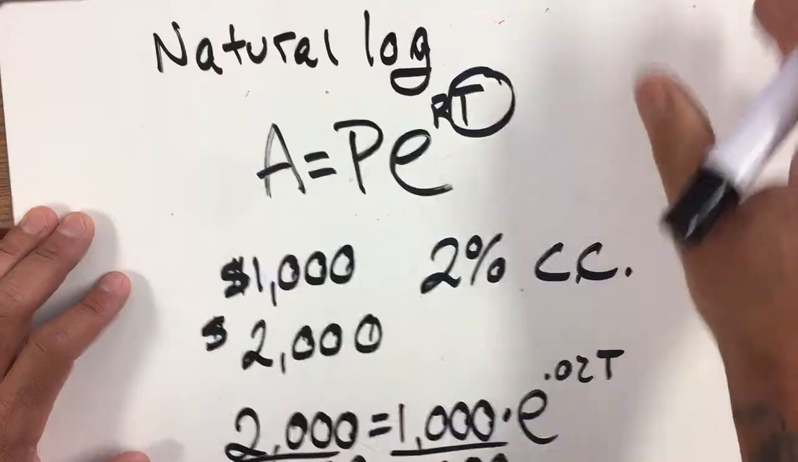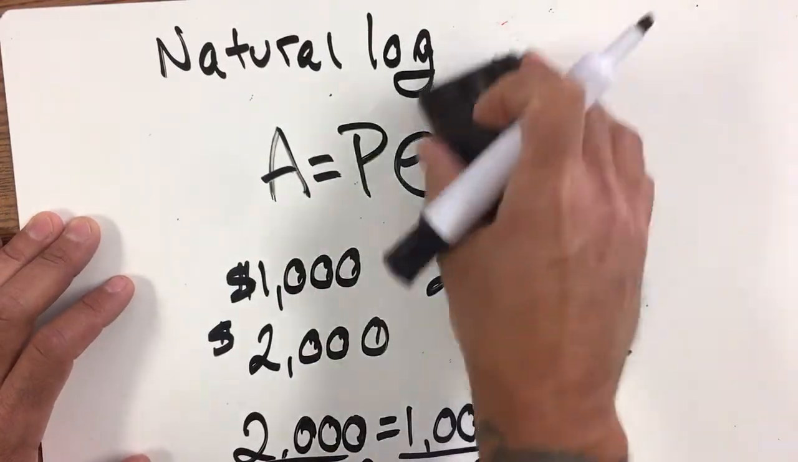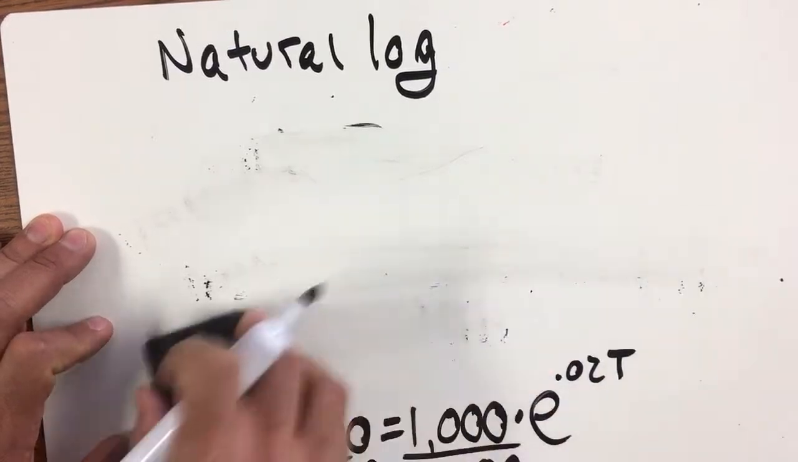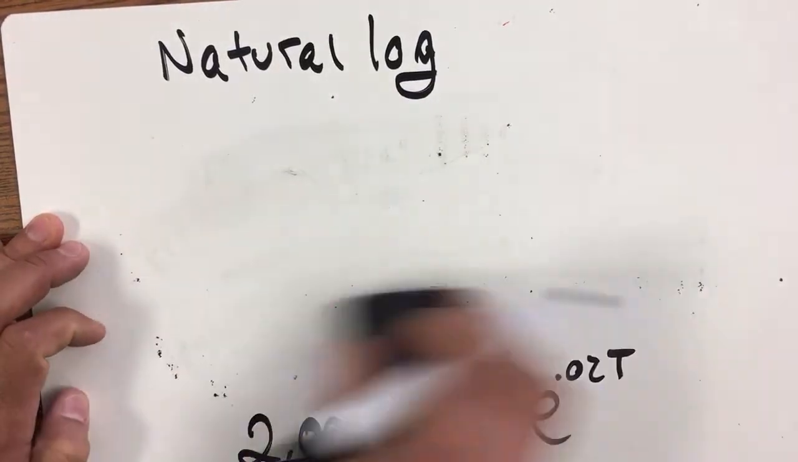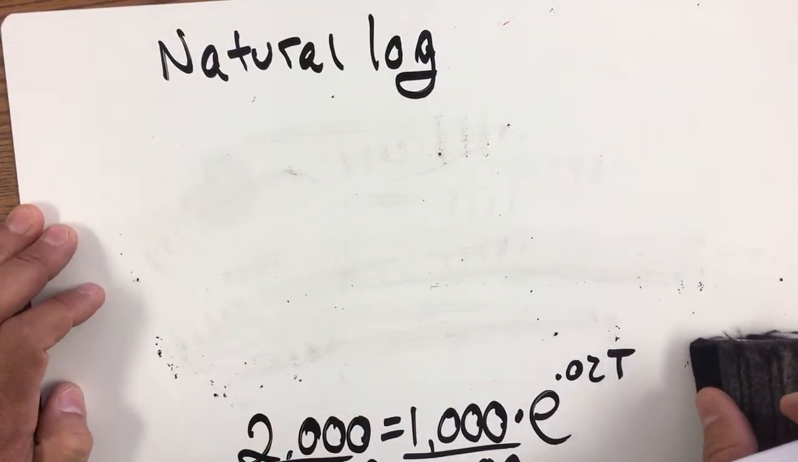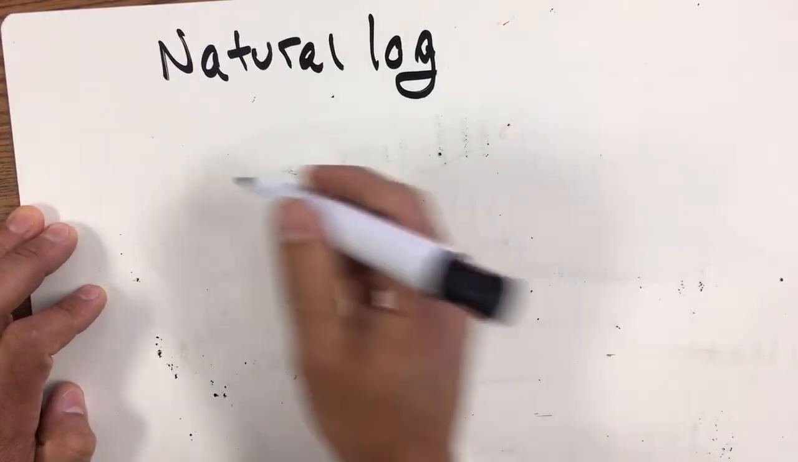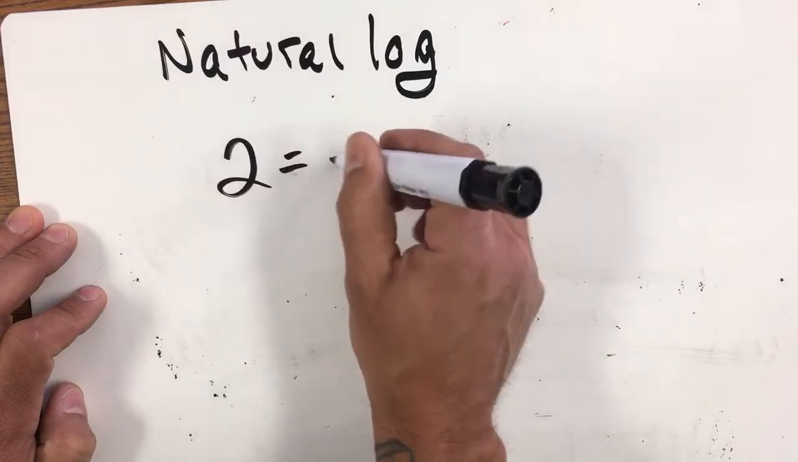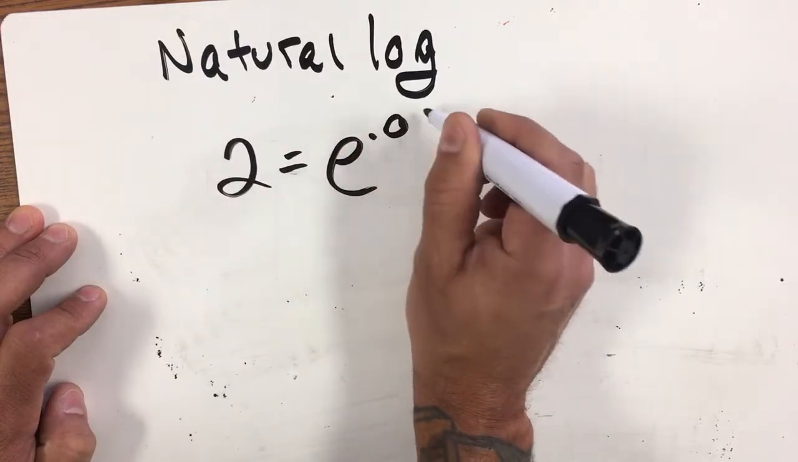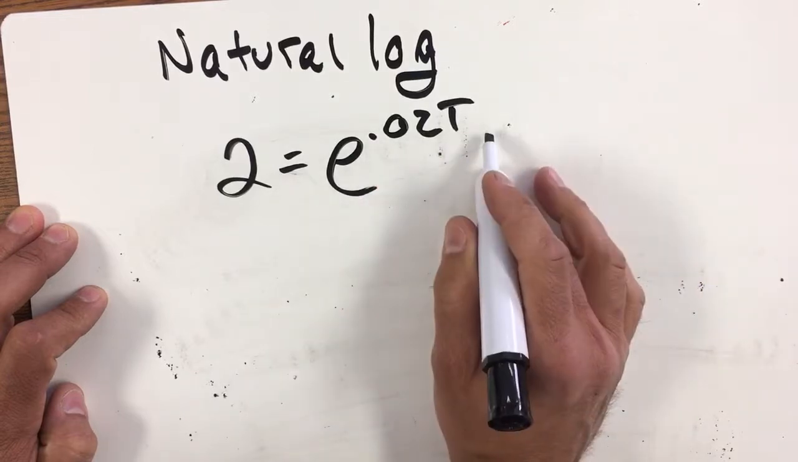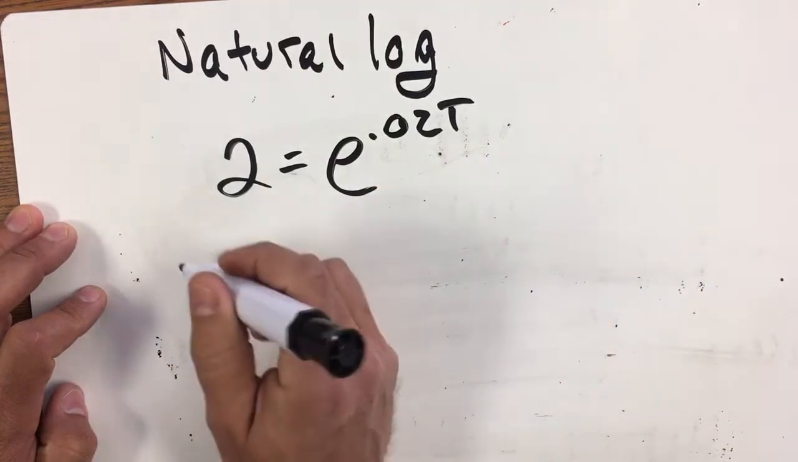And log is short for logarithm. And logarithm, what that means is get the variable out of the exponent. That's not literally what it means, and we'll talk a little bit more about what it literally means, but that's what we use it for, to get the variable out of the exponent. So I have 2 equals e to the 0.02t.